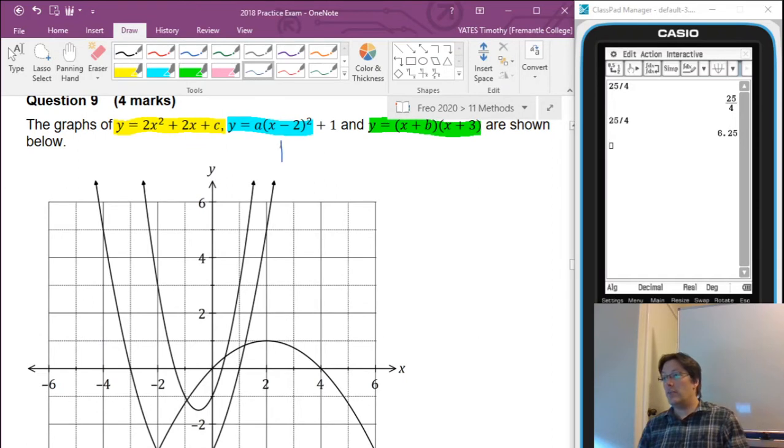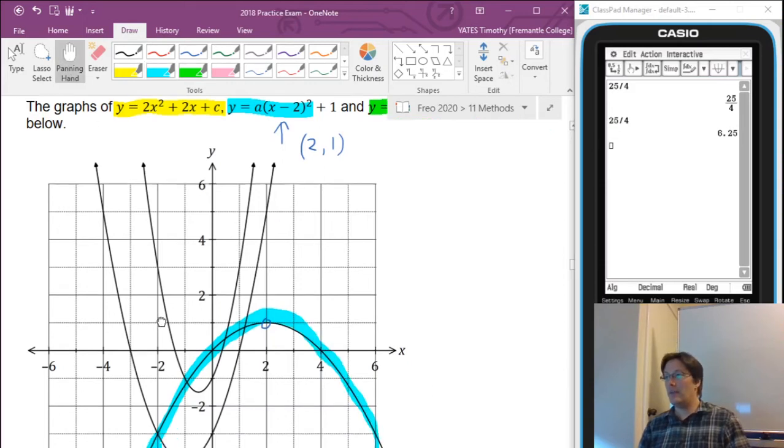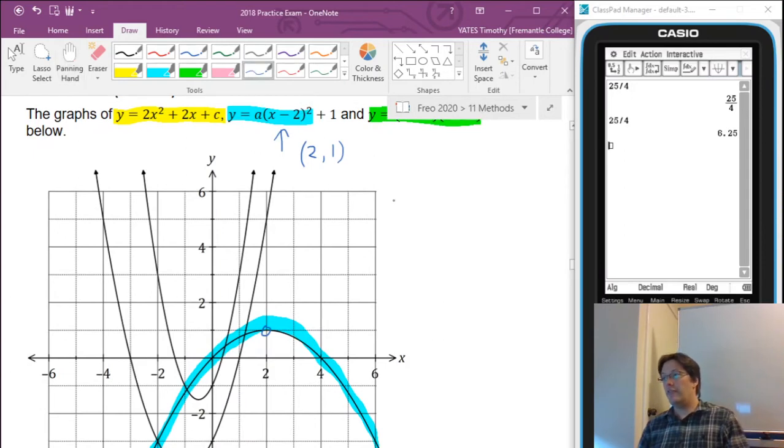So this one here is going to be the easiest one to start with. This means it's got a turning point at 2, 1. So let's find 2, 1. There it is. If that is our turning point, that means that this is our blue line right here. That's that parabola there. So what's a going to be? The first thing we'll recognize first off is that a is negative. Otherwise, the graph will be pointing up like the other two.